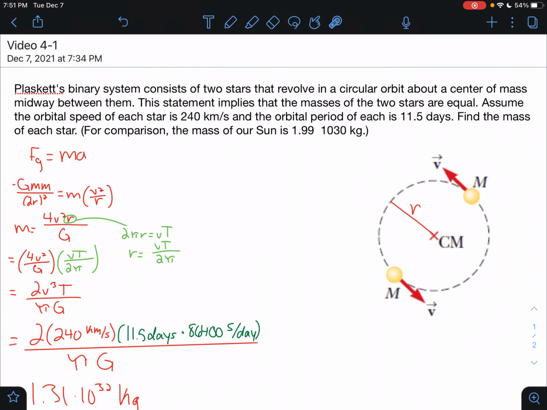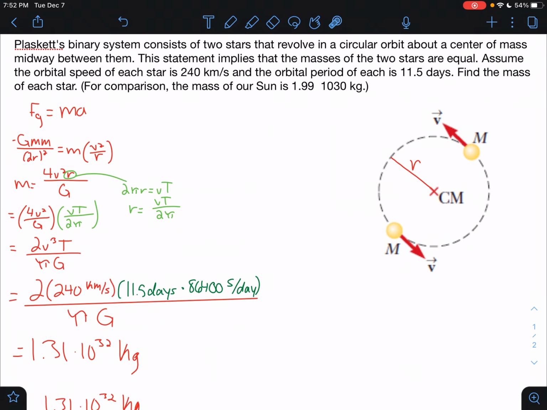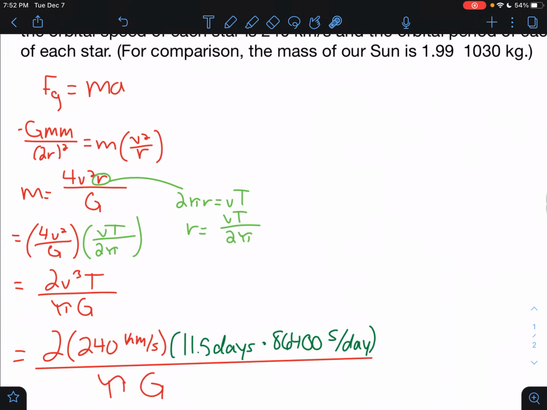So, here's the picture. This is the two masses. This is their center of mass. I'm just calling this distance r, just because it makes things easy. What else am I going to call it?